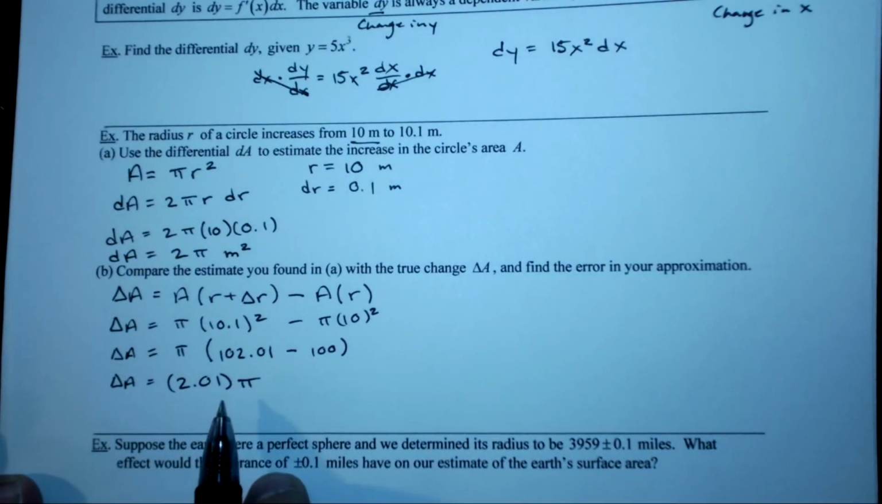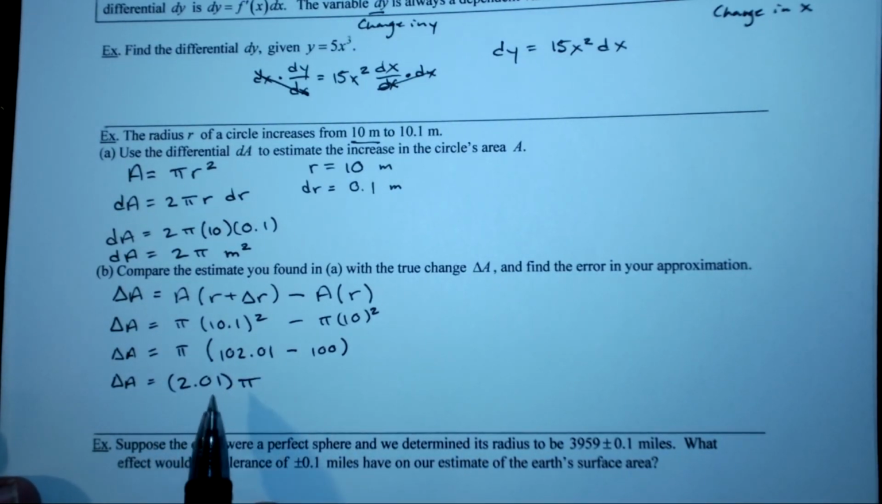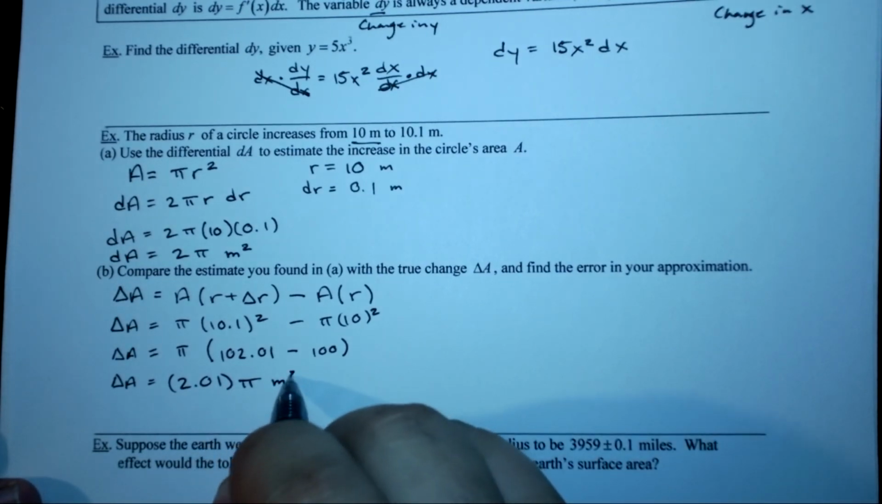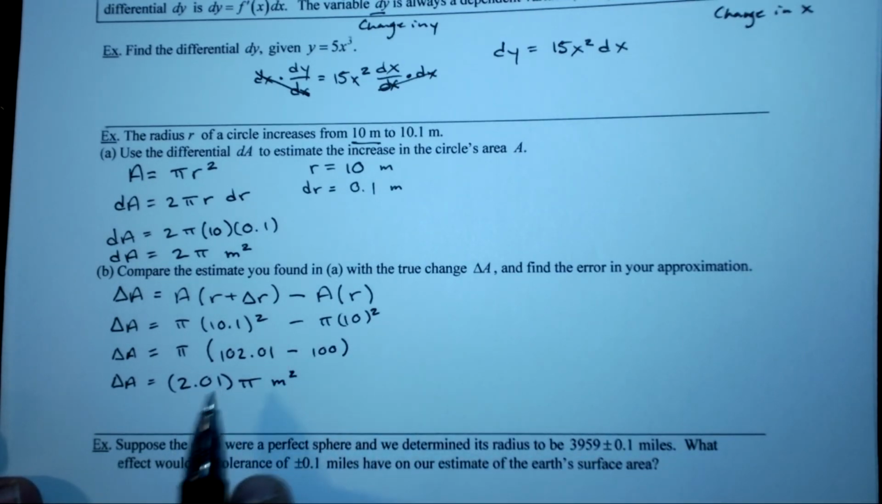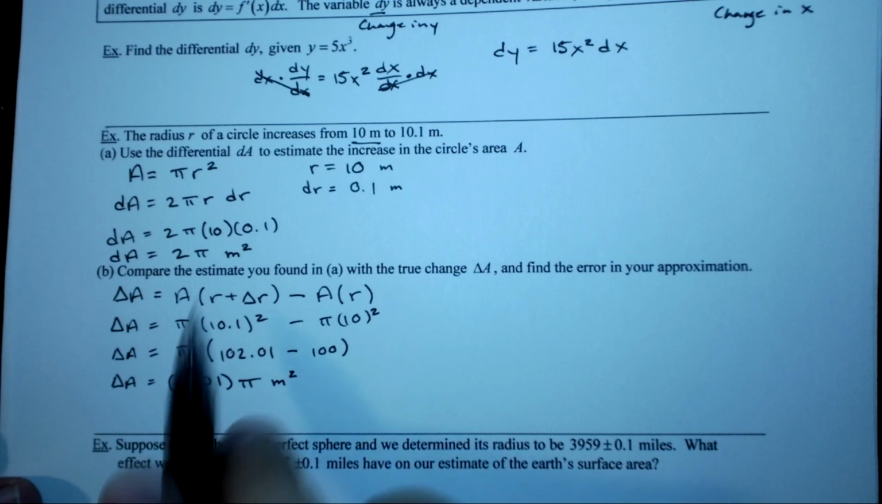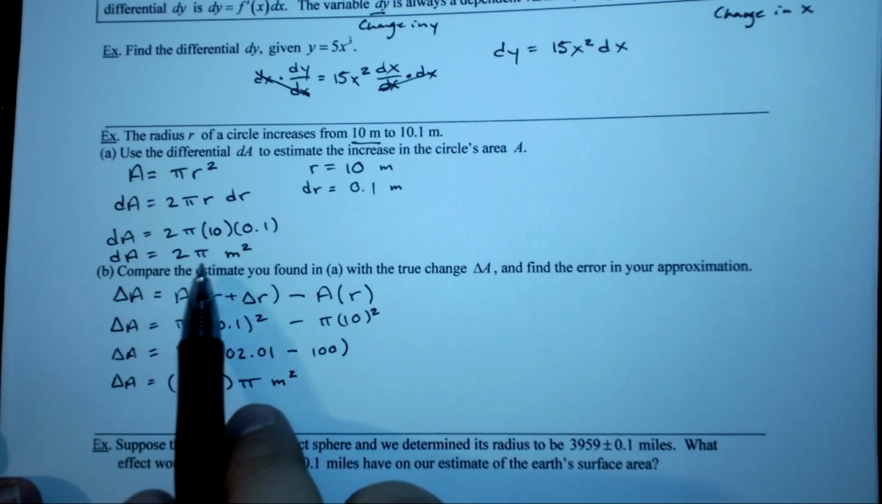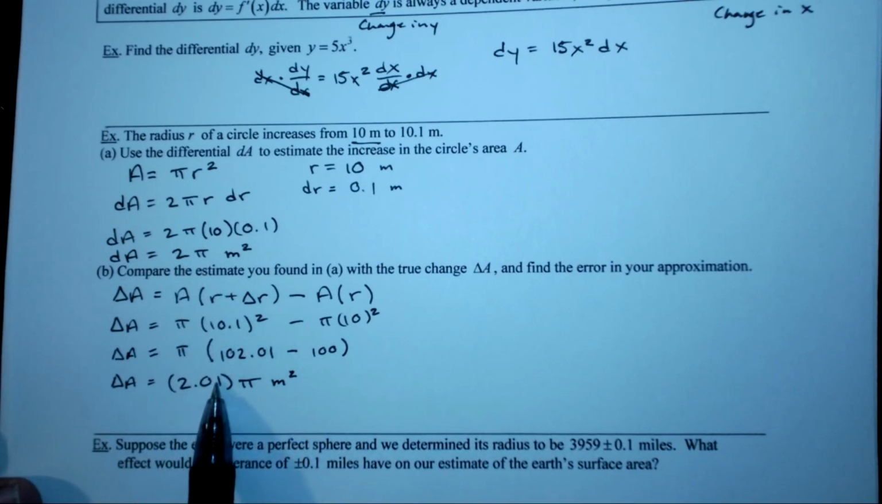The reason I did it this way is so you can see what actually happens. In the actual calculation of the change in the area, you get 2.01 pi as opposed to our approximation, which said 2 pi. So we're off by this 0.01 factor, so to speak. This is in the hundredths place. It's actually pretty significant, especially when you're multiplying it by pi.